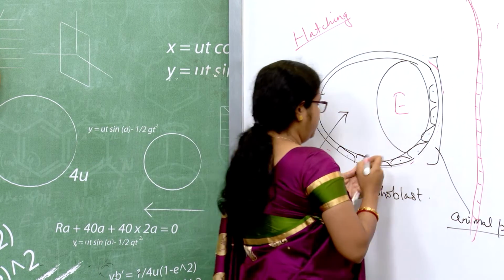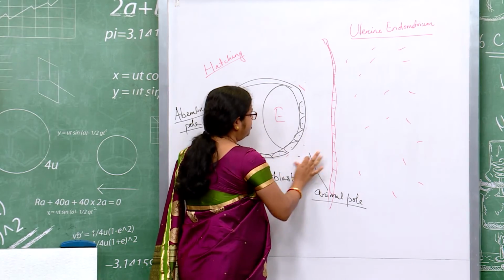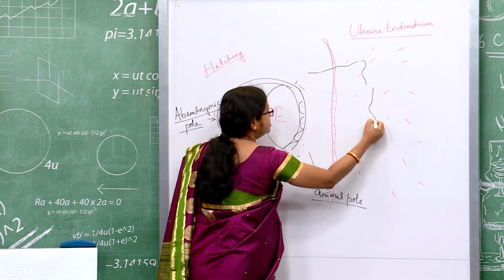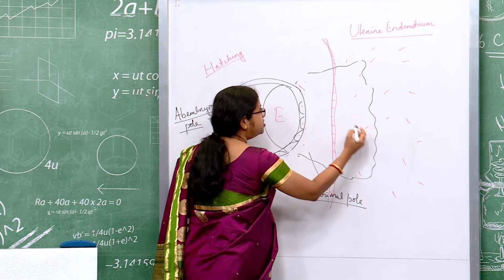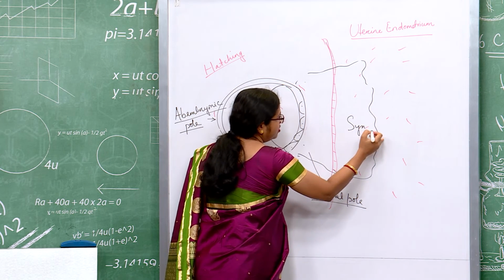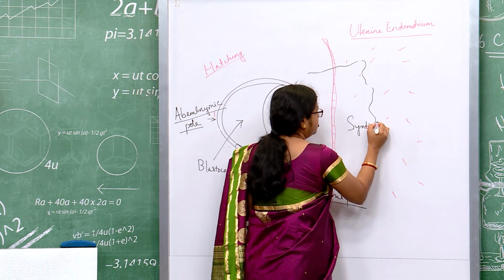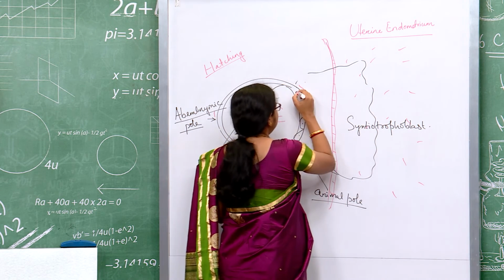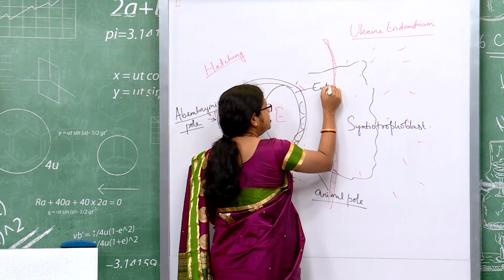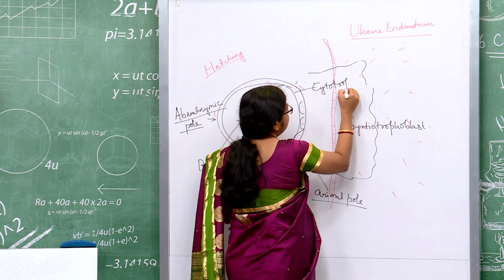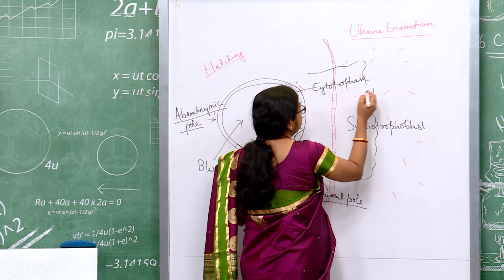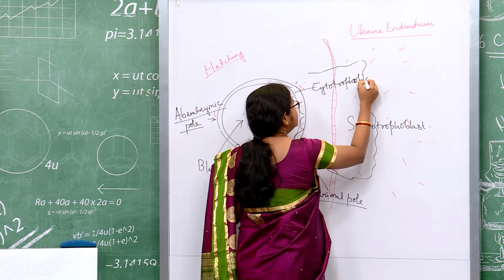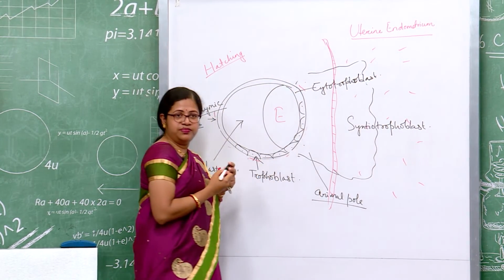The trophoblast layer will form two different types of cells, that are syncytiotrophoblasts and cytotrophoblasts. The syncytiotrophoblasts will merge with the uterine endometrium and the cytotrophoblast will remain as such.